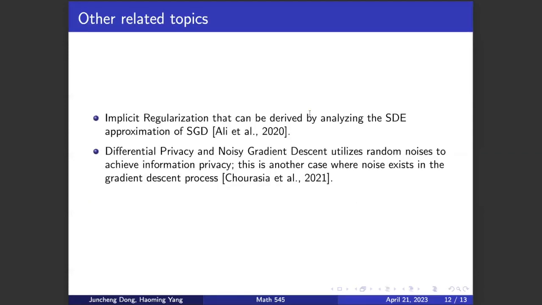Finally, we move to some other related topics of SDEs and SGDs. First, people can show that implicit regularization can be derived by analyzing the stochastic differential equation parameterization of stochastic gradient descent. And also, people in differential privacy developed noisy gradient descent for machine learning that utilizes random noise to achieve information privacy. And this is another case where noise exists in the gradient descent process. Thank you. And this is the end of our presentation.